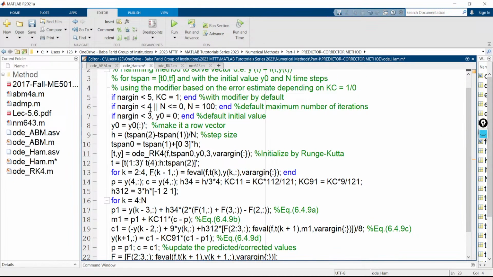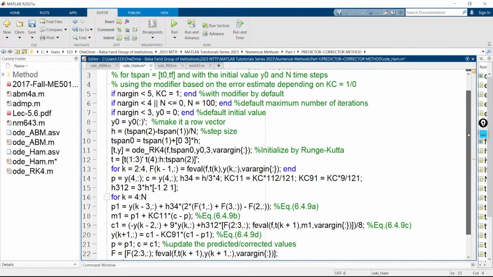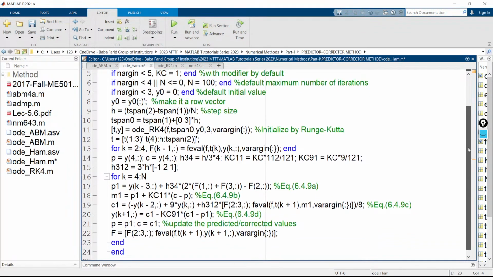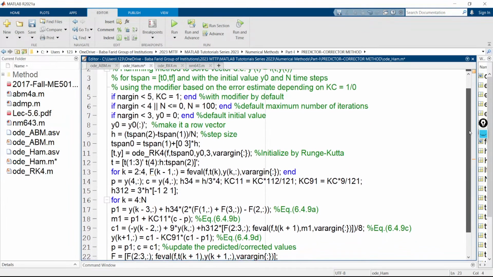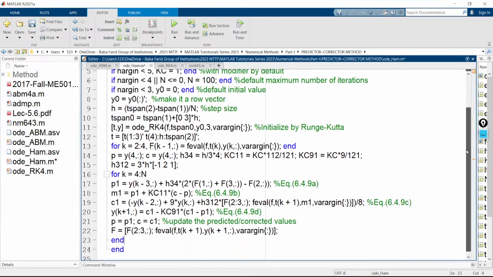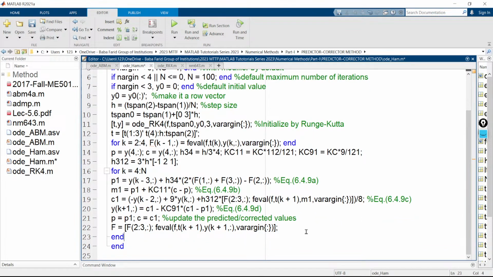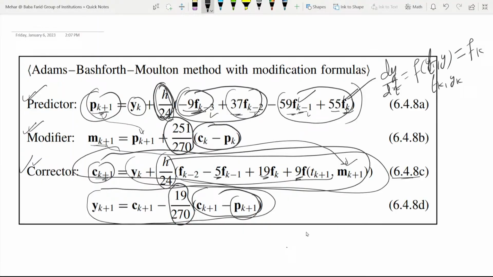So when you write the code, you must take a screenshot of this file. And this is the complete code. Once again, from the first line up to the end. So this is the complete code of the same, and this is the Hamming method.